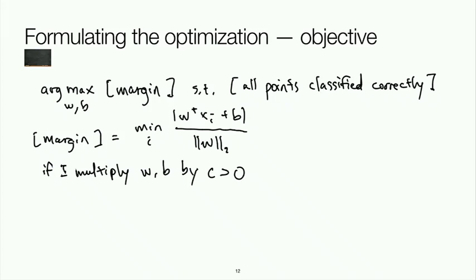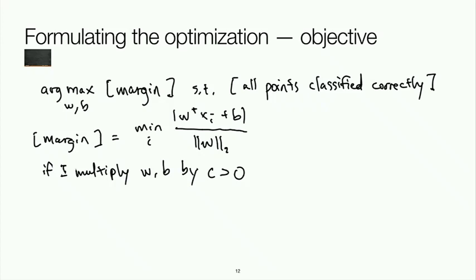So does it shift and stretch? That's also part of the question. Think about the definition of the hyperplane. W transpose x plus b equals 0. What happens if I multiply w and b by c? Nothing, right? Because that thing is c times 0, which is still 0. So my margin doesn't change. My separating hyperplane doesn't change.